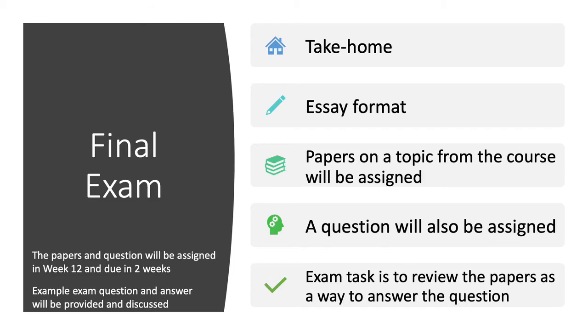The final exam is going to be take home. It'll be in essay or written form. You'll be given papers on a topic from the course. The papers that you get will be unique, and a question will be assigned with this. So the exam task will be to review the papers as a way to answer the question that's been given. This will be explained more in week 12, and I'm going to give out the papers in question during week 12, and they'll be due in 2 weeks.